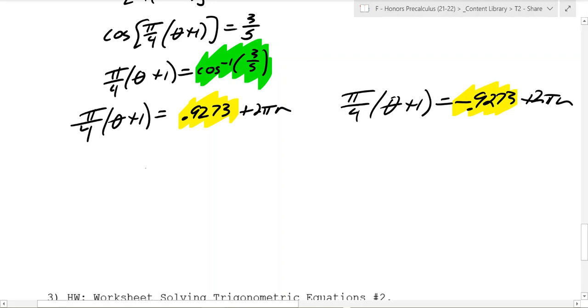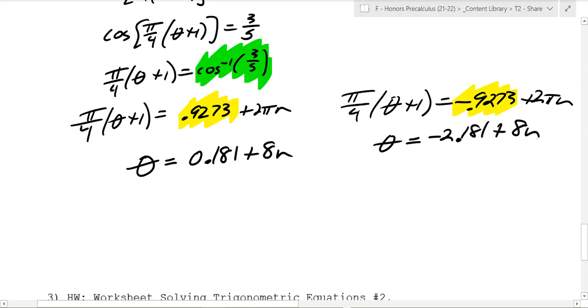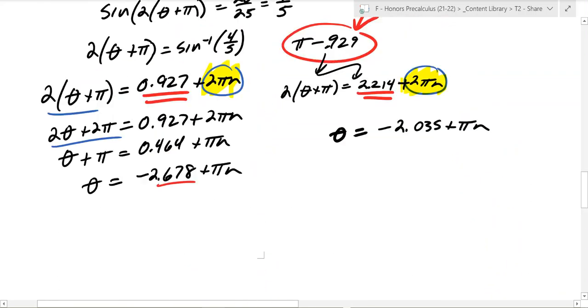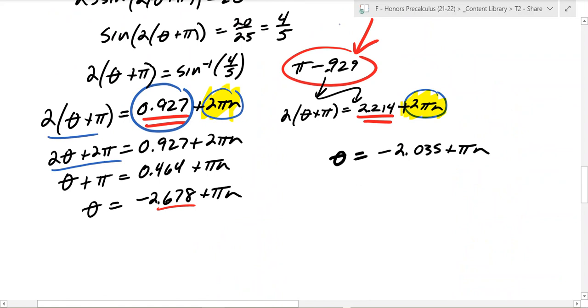When you solve for theta, you multiply by 4 and then do a little bit of algebra, and you end up with theta is equal to 0.181 plus 8n. And then over here you get theta is equal to negative 2.181 plus 8n. Do this carefully. I skipped over some algebra at the end, but that's just algebra 1. You can practice it out and check your work. So be careful here. Cosine, you end up with the positive and the negative value. But for sine, you end up with the number here, and then you do pi minus that number. Very key takeaways.